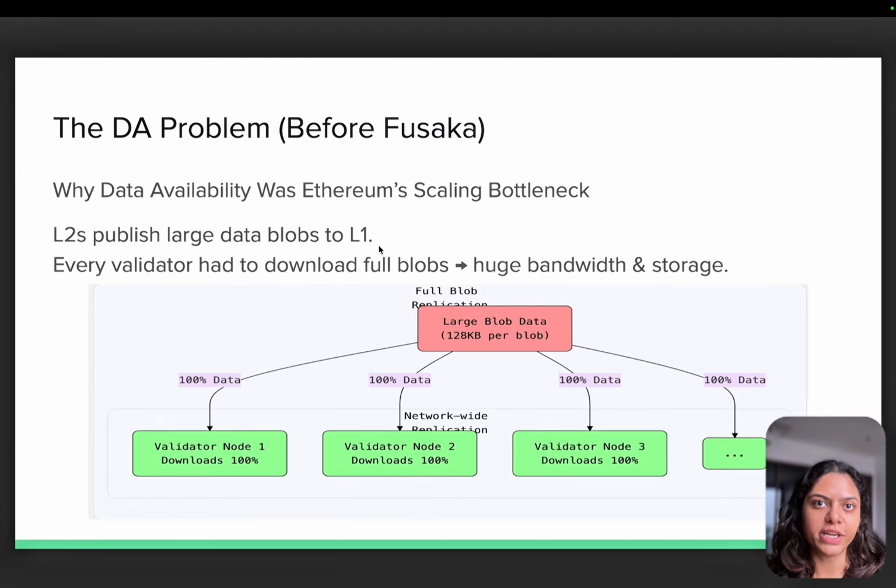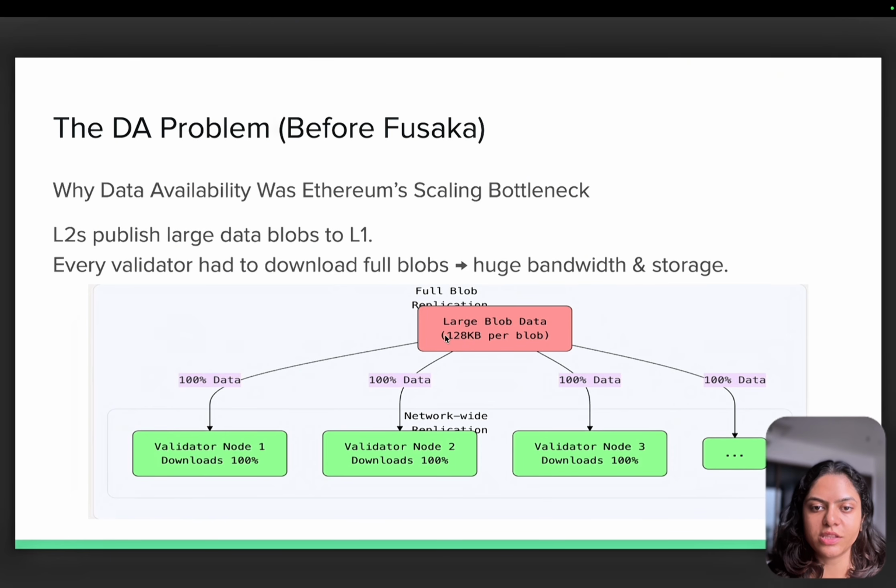Every single validator had to download full blobs. That is a huge bandwidth and the storage is also increasing. That means gigabytes of unnecessary bandwidth, high storage overload, then slower validation and less decentralization, because only the stronger machines could keep up. This was Ethereum's biggest bottleneck.